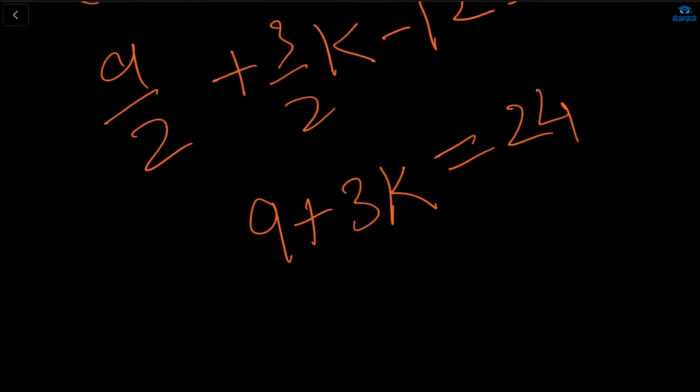So what did you do? Ma'am, I subtracted 9 by 2 from 12 by 2. I got minus 15 by 2 plus 3 by 2k. Now 3 by 2k equals 15 by 2, and then I get k equal to 3. The calculation can be changed.